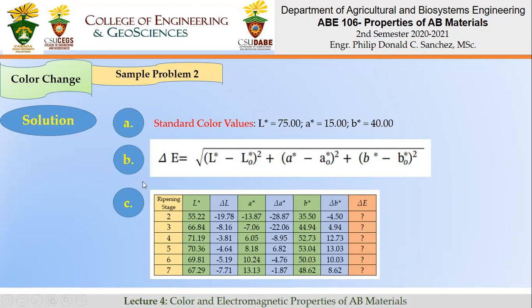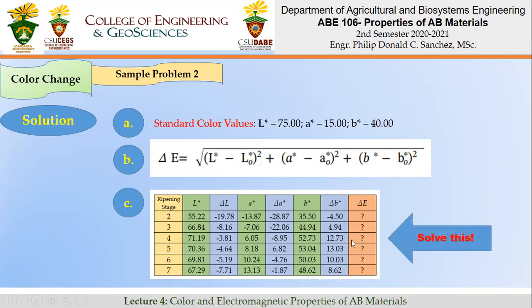How do you get the delta E? The delta E is negative 19.78 squared plus negative 28.87 squared plus negative 4.5 squared, and then take the square root of that. That is your delta E. So try to solve this at home to see if your values are the same or correct. I have already given here the changes for L, the change for A, and the change for B.